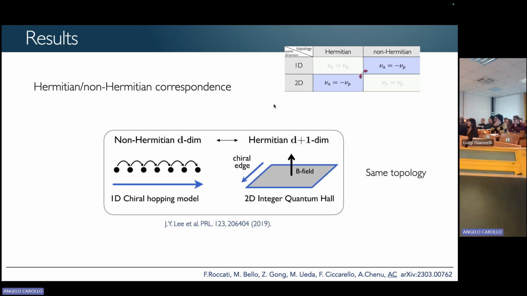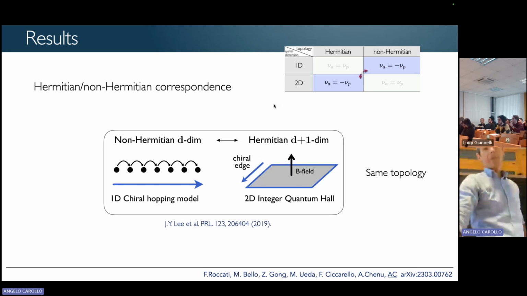It's a very nice recent publication, which shows that you can always make a sort of mapping between a d-dimensional non-Hermitian model and a d+1 Hermitian model. And the topology of this is kind of related to the topology of that. If you consider this mapping, you see that this topological reversal is perfectly compatible with it. So it's completely consistent with this mapping that is known.